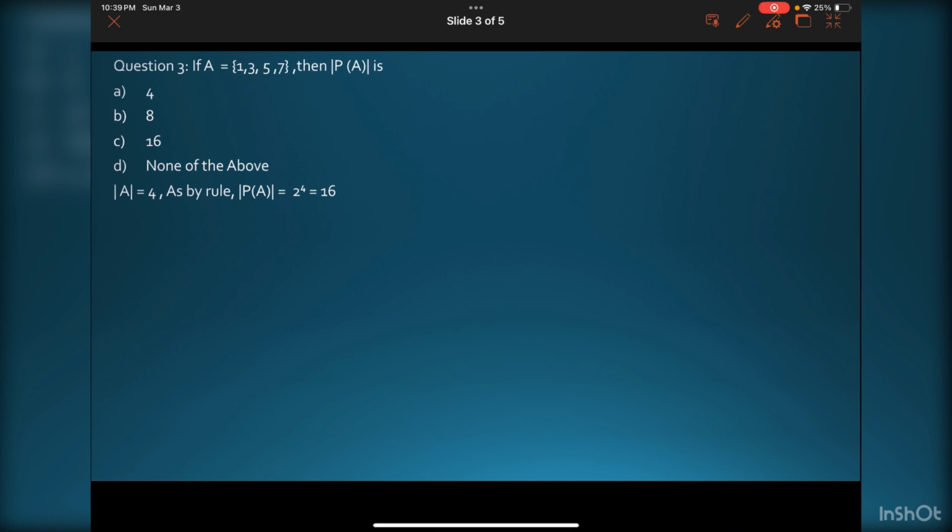We have already discussed this in the previous chapter, the theorems chapter, where we said that if the cardinality of set A is n, then the cardinality of the power set of A is 2 to the power n. Here the cardinality of set A is 4. Then as per the rule, the cardinality of the power set of A is 2 to the power 4, that is 16.